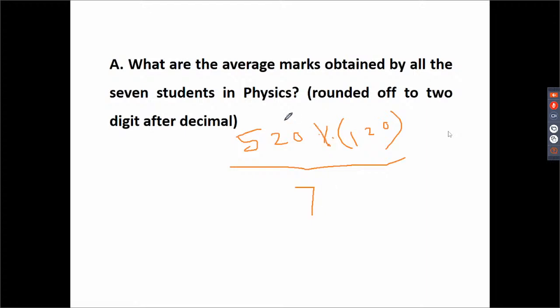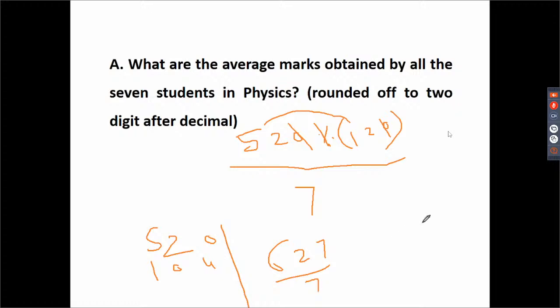Percentage means in the denominator 2 zeros and in the numerator 2 zeros, both are cancelled. 52 into 12 by 7. How much, ma'am? 52 10s are 520, 52 2s are 104. Nothing but 624 by 7. That is the correct answer. Do it fast, ma'am. Simplify 624 by 7.